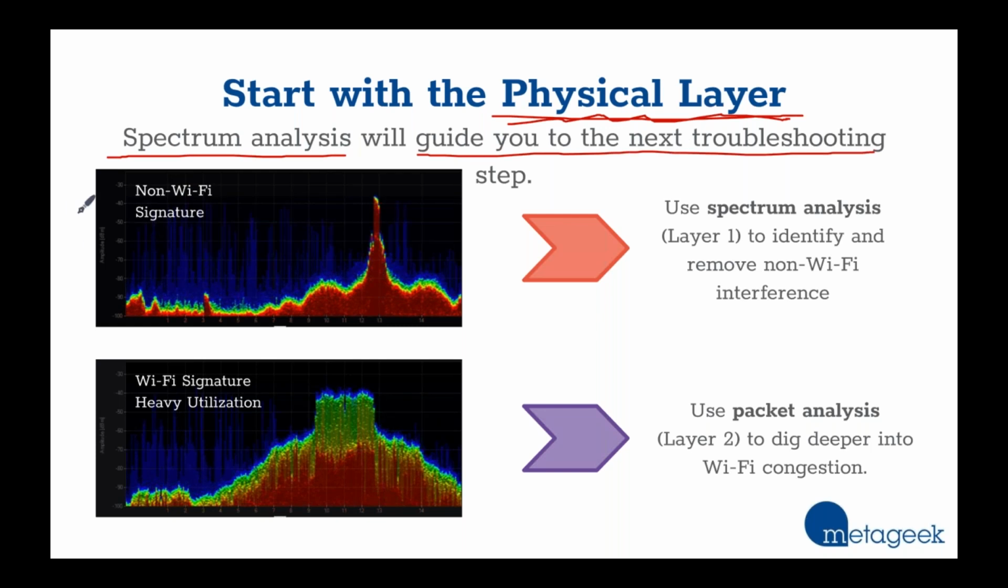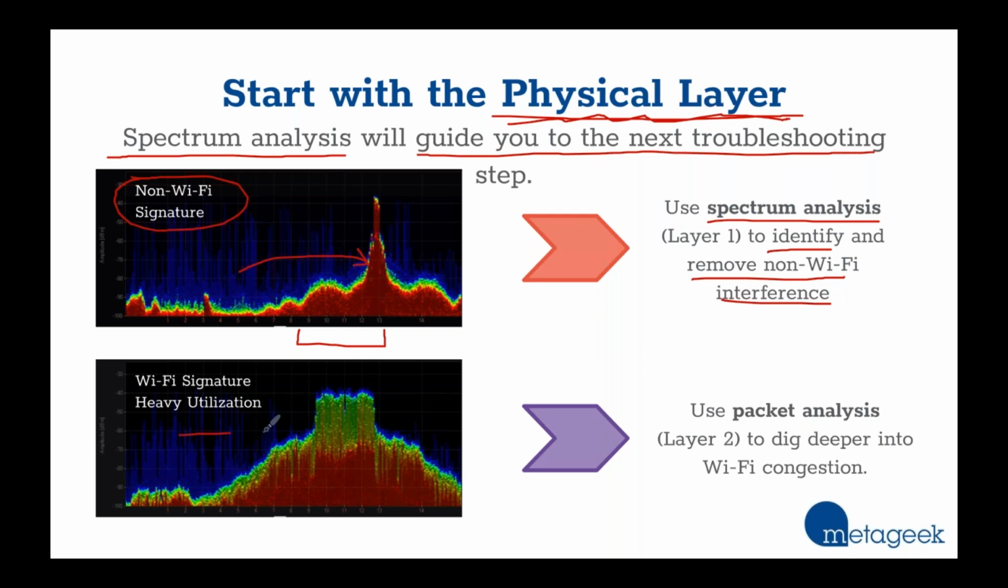Typically, I'm going to see one of these two things on a spectrum analyzer. If this is a layer 1 issue, then I'll see a non-Wi-Fi signature. I might see a signature like this. This is a cordless phone, and that's going to basically jam channel 11. Channel 11 in this screenshot is basically done. Nothing is going to be able to work on channel 11. So in that case, I'm going to use spectrum analysis to identify and remove the non-Wi-Fi interference.